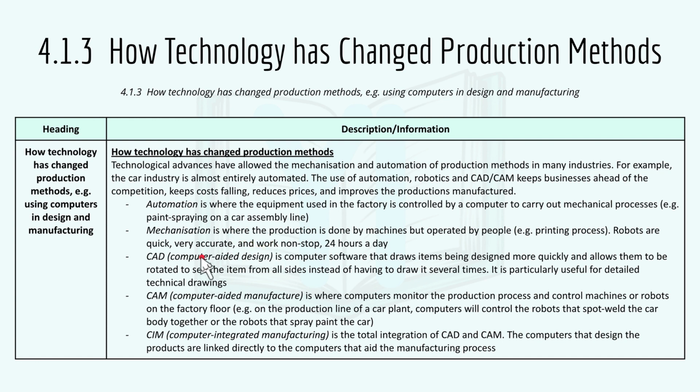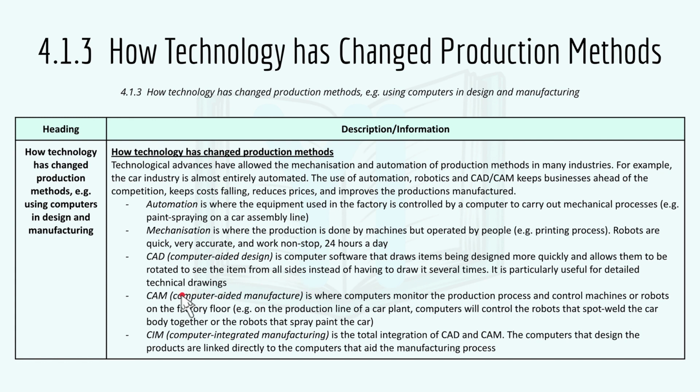Number 3, we have computer-aided design, or CAD. It's computer software that draws items being designed more quickly and allows them to be rotated to see the item from all sides instead of having to draw it several times. And it is particularly useful for detailed technical drawings.